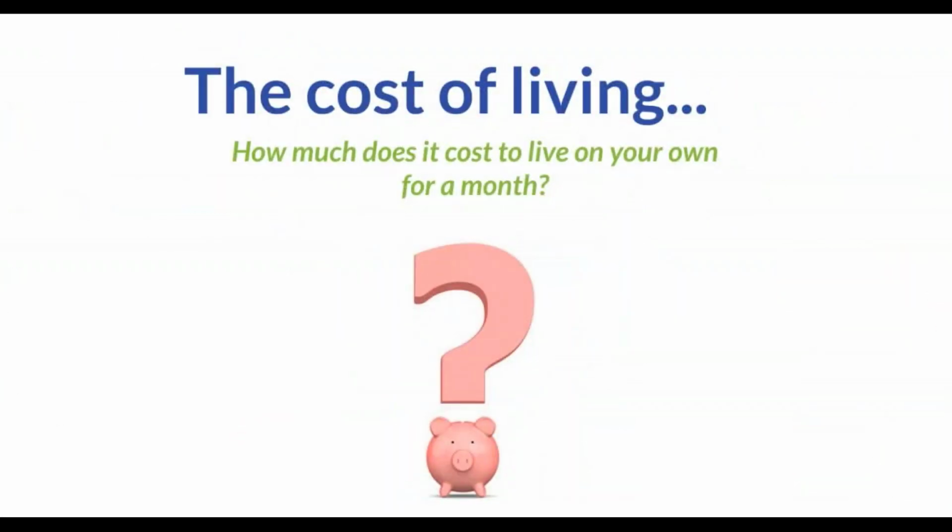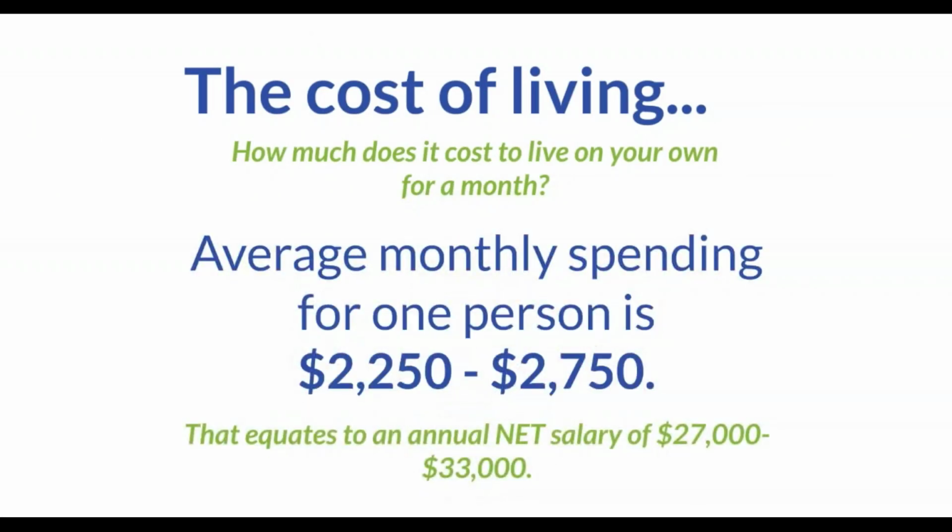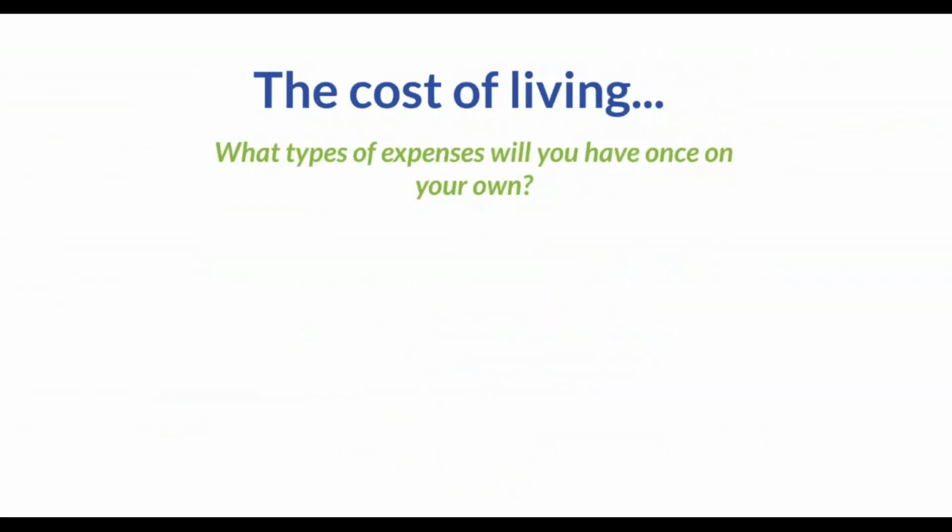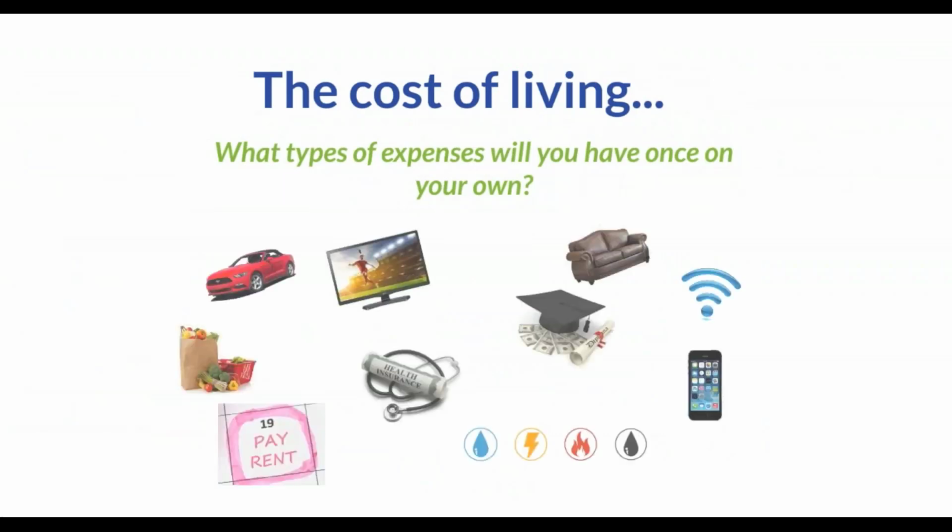So first we talk about the cost of living. You're going to have them guess how much they think it costs to live on their own. After they've guessed, you'll reveal the average spending for one person, as well as how that equates to a salary. Then you'll have a bit of a discussion on what types of expenses the students think they're going to be having. So again, you ask them and then fill in anything that they may have missed.